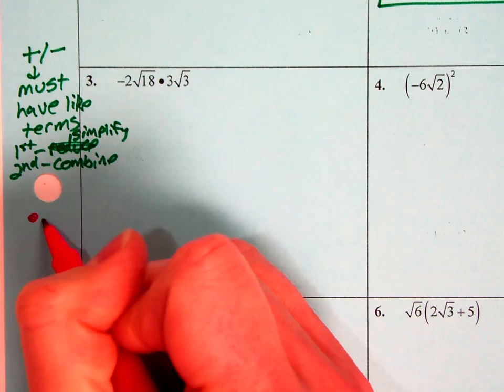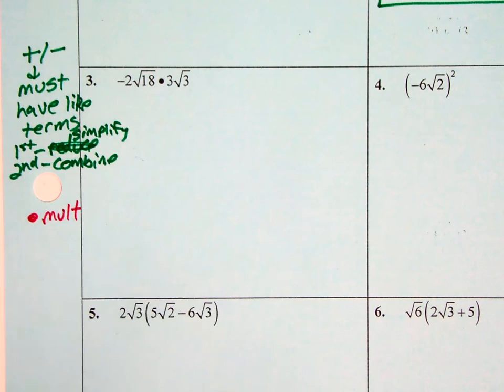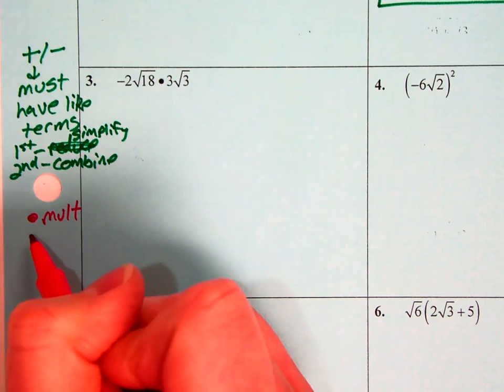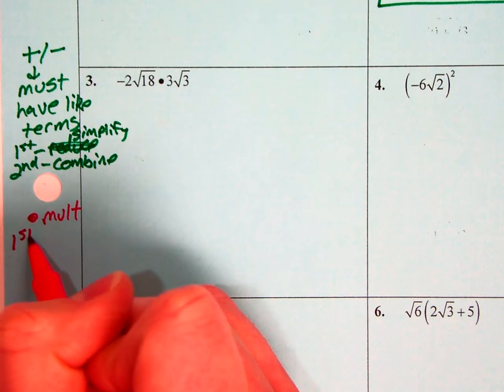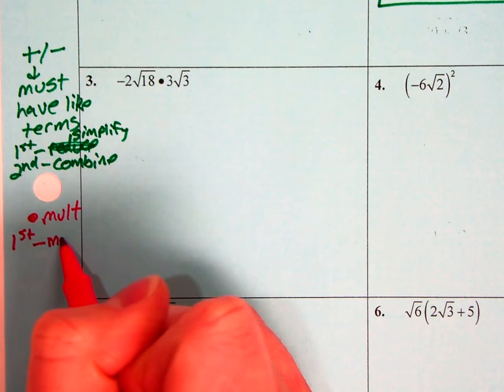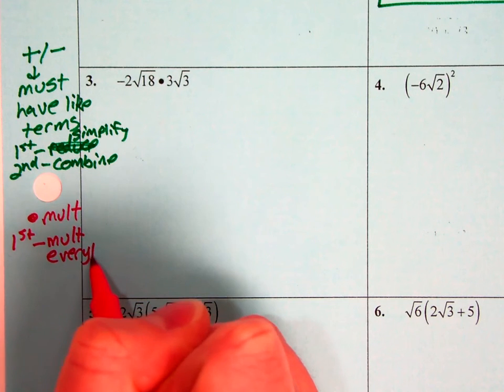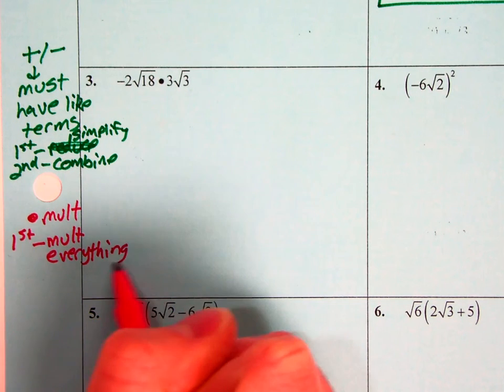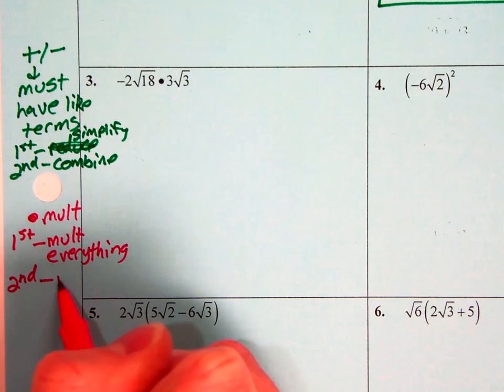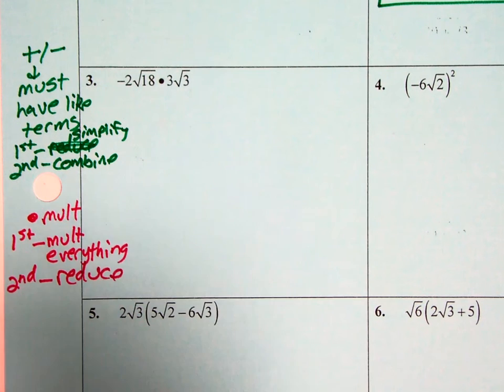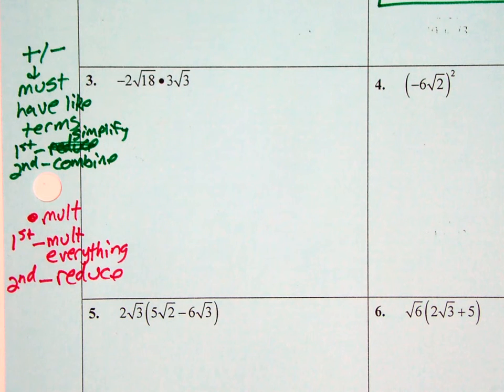When we're dealing with multiplication, we don't care whether or not the radicals are the same. You just go right ahead and start multiplying everything together. We don't care if they're the same number or not. And then once you multiply everything together, then you simplify. So they really work in opposite order, right? Adding and subtracting means you simplify and then combine. Multiplying means you multiply and then simplify. So we do them in opposite order.